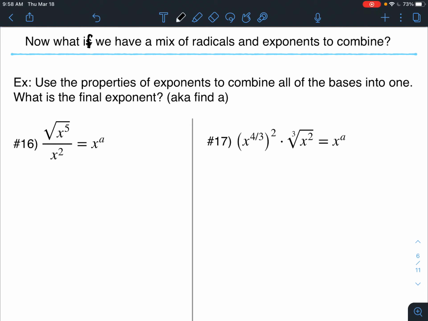So now what if we have a mix of radicals and exponents to combine? Well, that's easy. We can use all of our exponent rules to do so. So we're going to use the properties of exponents to combine all of these bases into one. And we want to be able to find the final exponent.